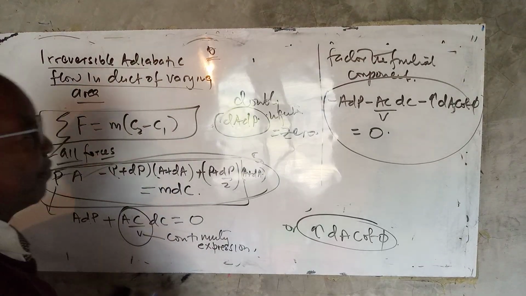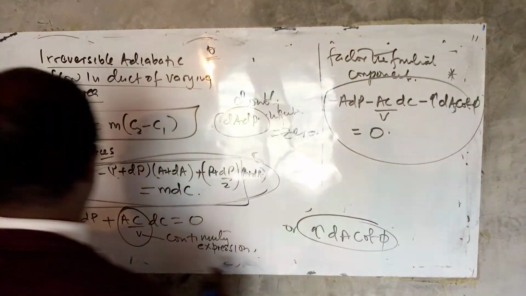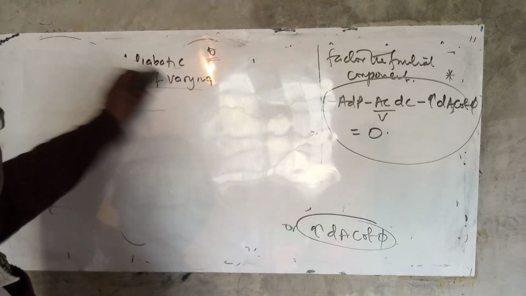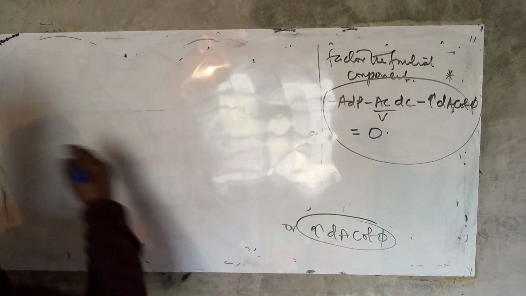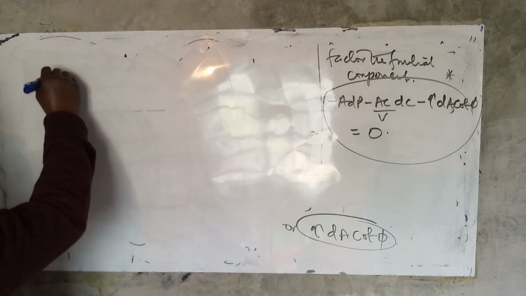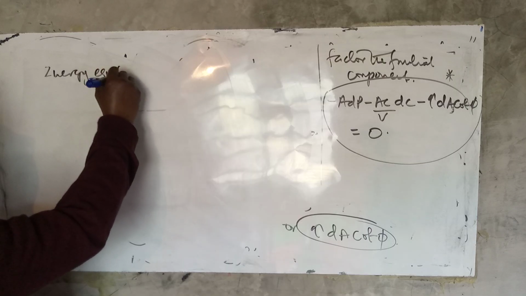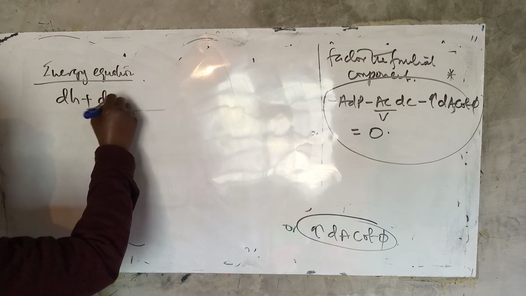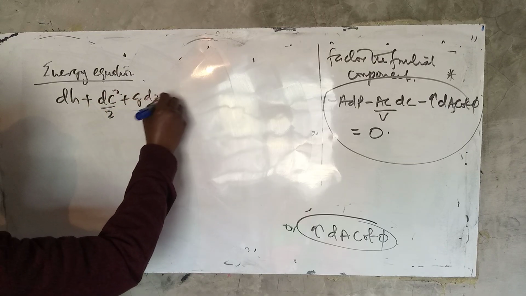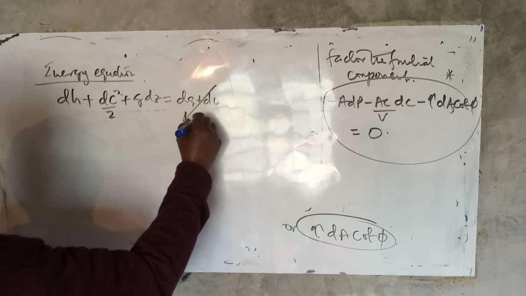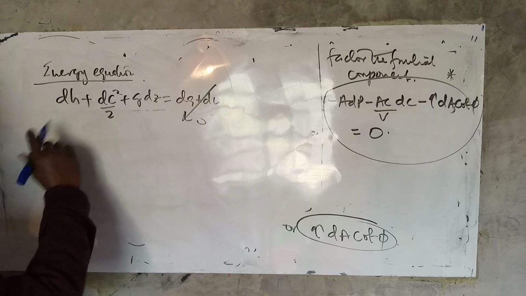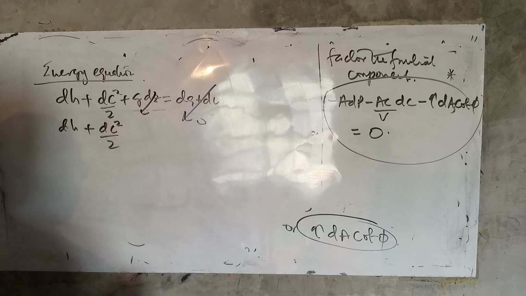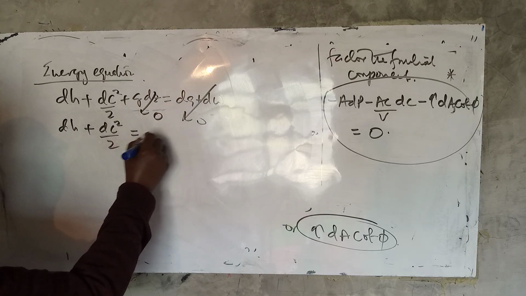Very important equation for us, because when we are talking of the energy equation, let's just remind ourselves of the energy equation. Where we have dH plus dC squared over 2 g dz equals dq minus dw, of course, the quantities being 0. So what do we have? We have dH plus dC squared over 2. If the datum level is insignificant, that will be 0. So that will be equal to 0.